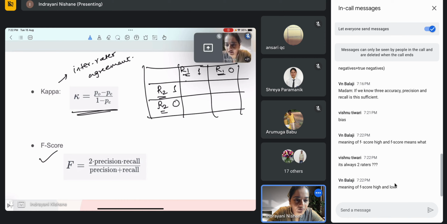I have a couple of questions in the chat box. I'm going to read them out. Meaning of F score high, and what does F score mean? Okay.